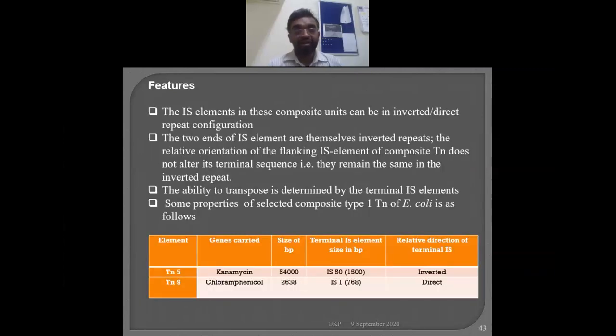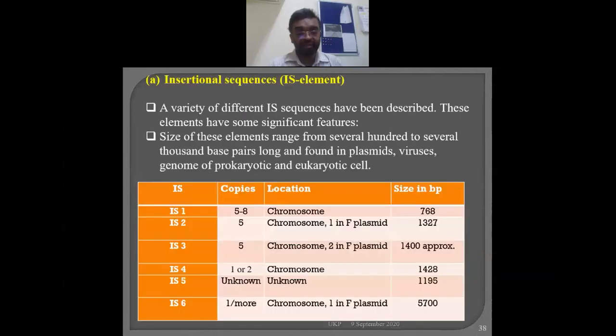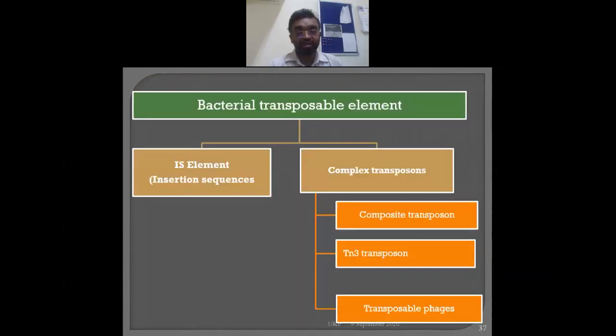But as far as these three things are concerned, that's all from my end. If you have any question as far as IS elements or complex transposons are concerned, you can ask. Yes? No question? Okay.